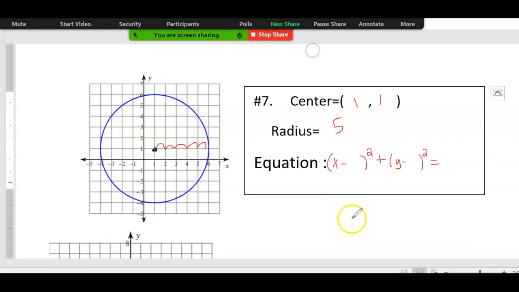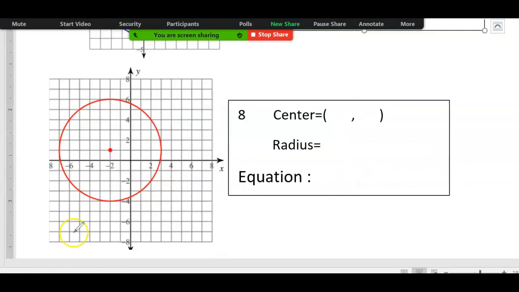And now write your equation. Okay, so we'll plug in x minus 1 squared, because that's my h, and my k is 1. Y minus 1 squared equals 5 squared. So we rewrite this, and it stays the same because there's still negative, negative, and you just write 25 at the end. Because 5 squared is 25.